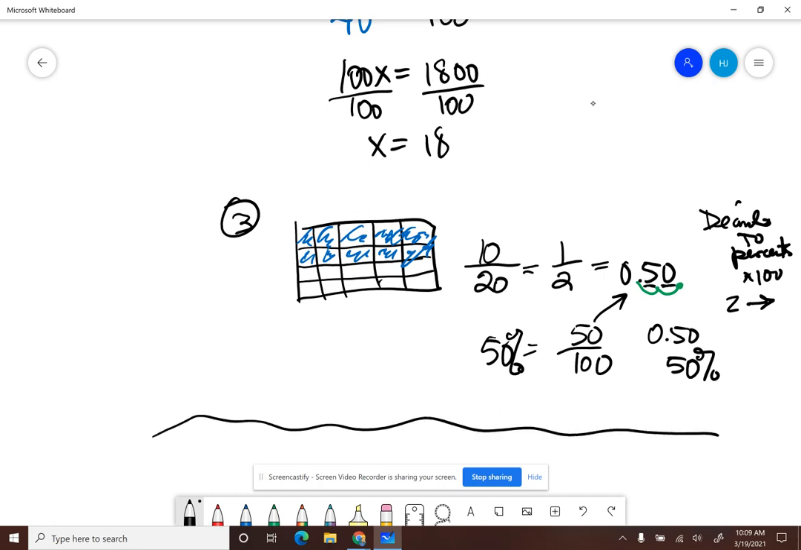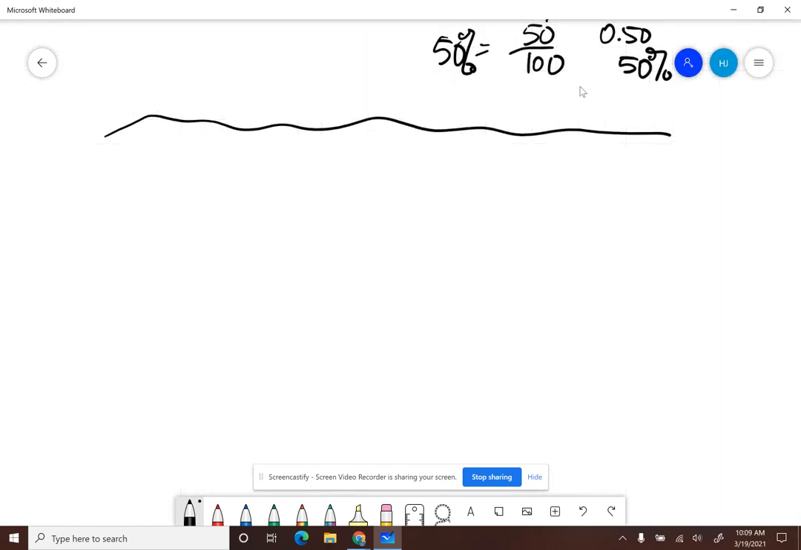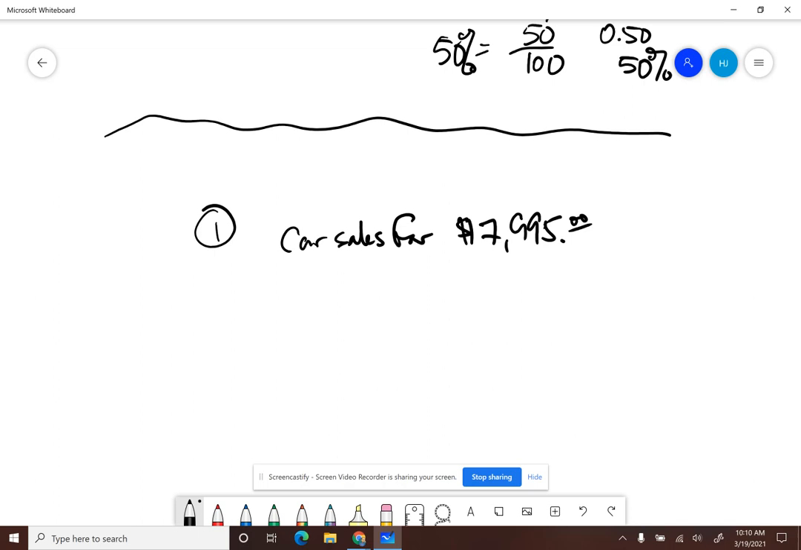So now let's move to our second part, which is real world percents. And this is probably something we don't like as much, but it really is applicable, something that we need to make sure that we understand. So let's say number one is car sales for $7,995. It's definitely a used car. You couldn't get a new car for that before tax.